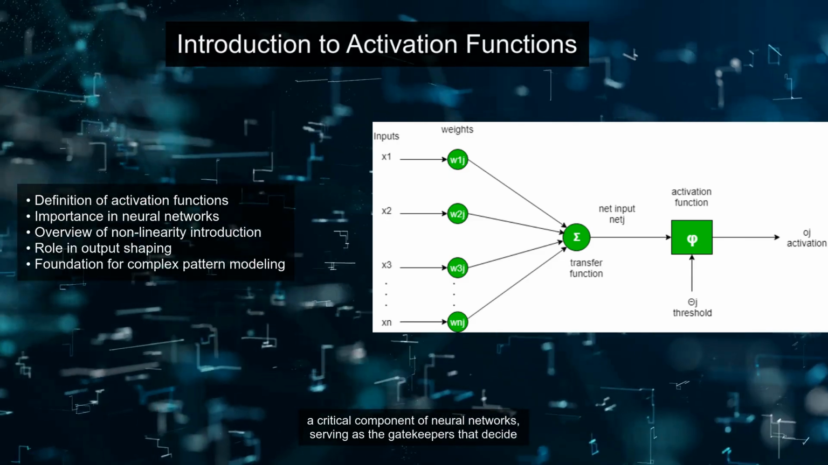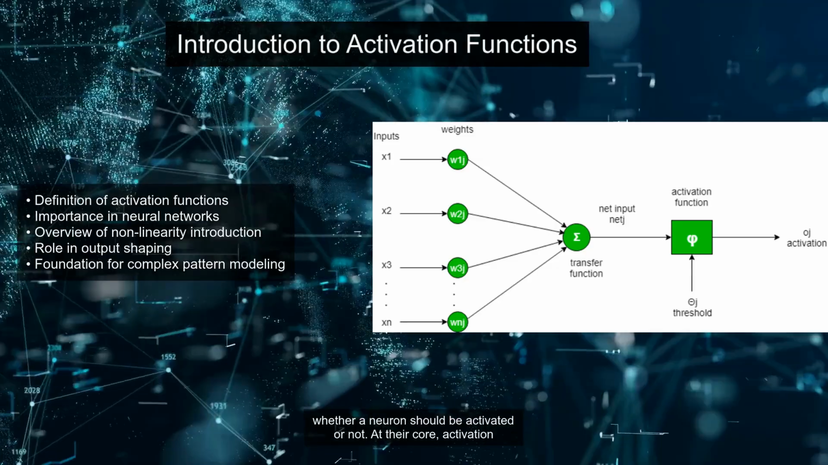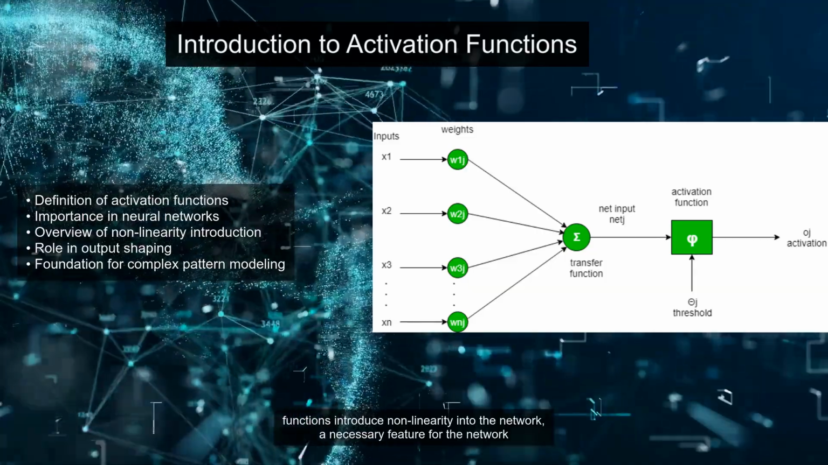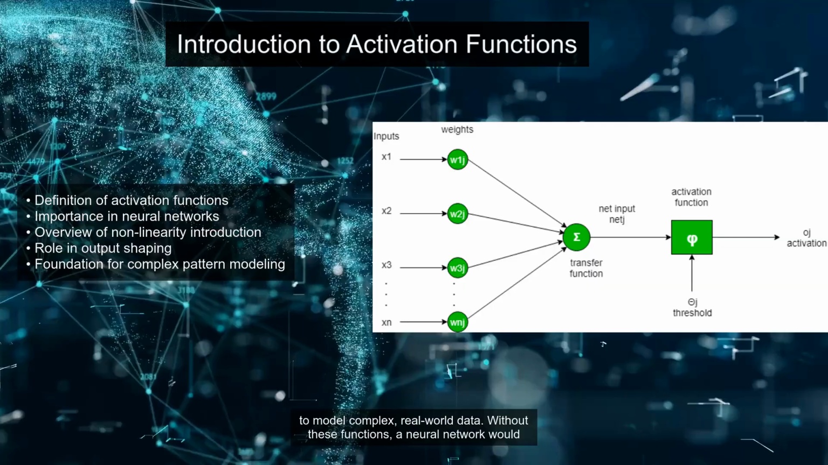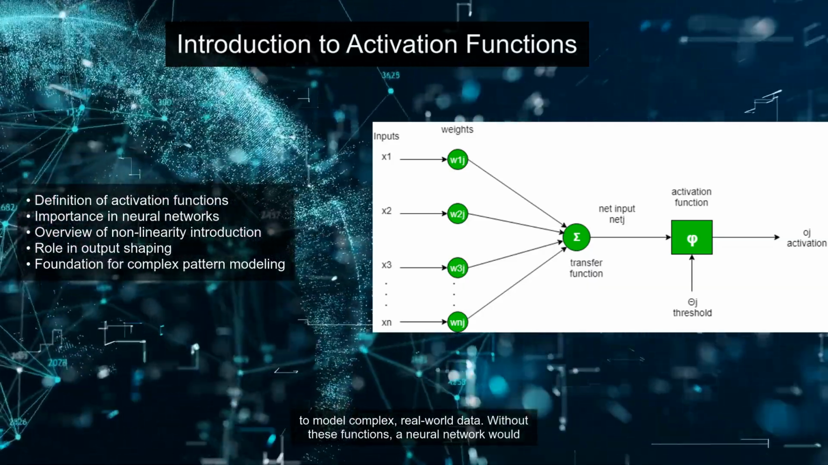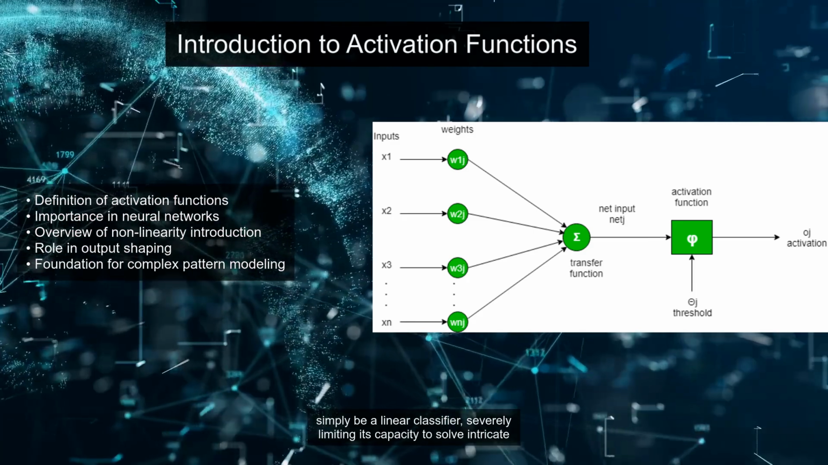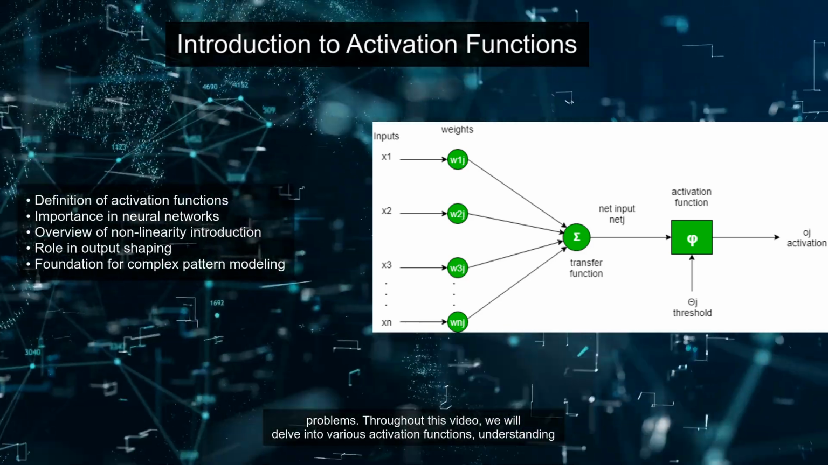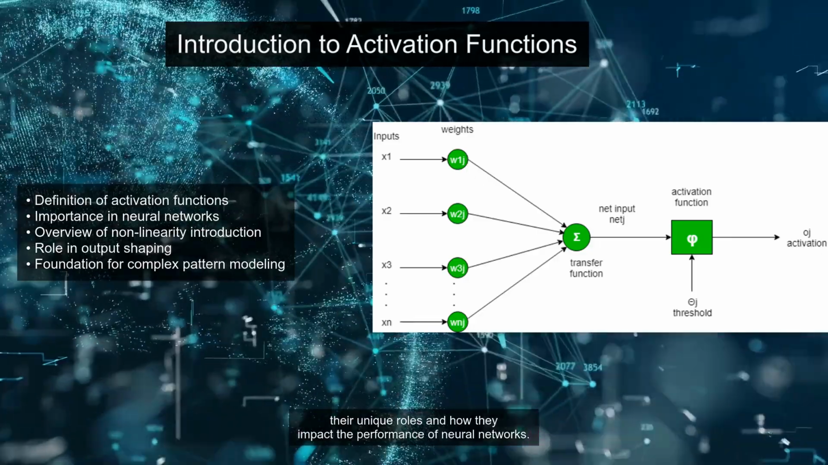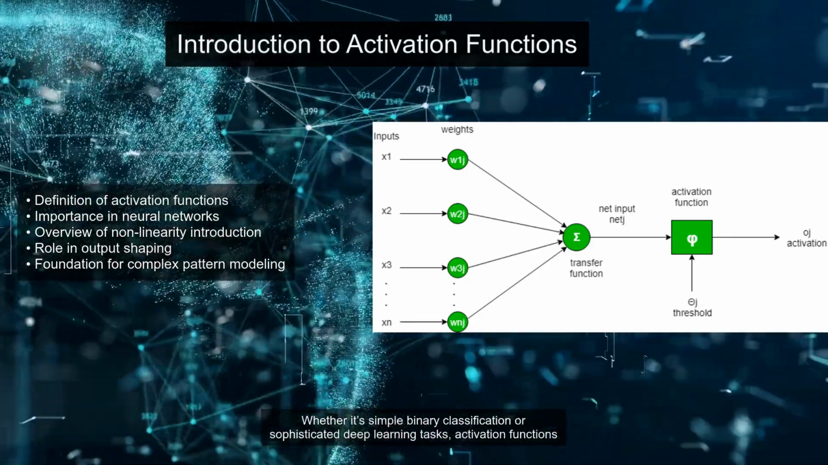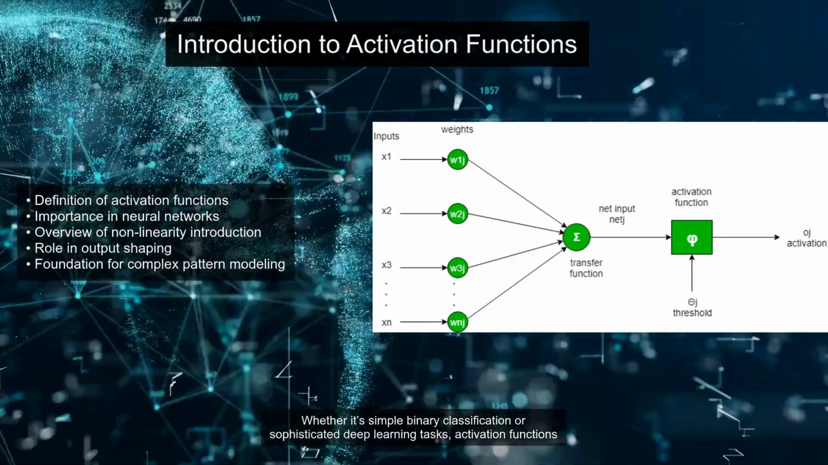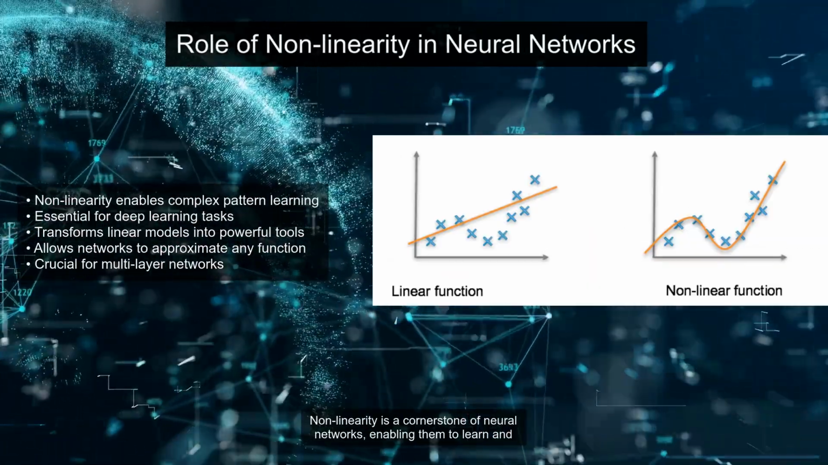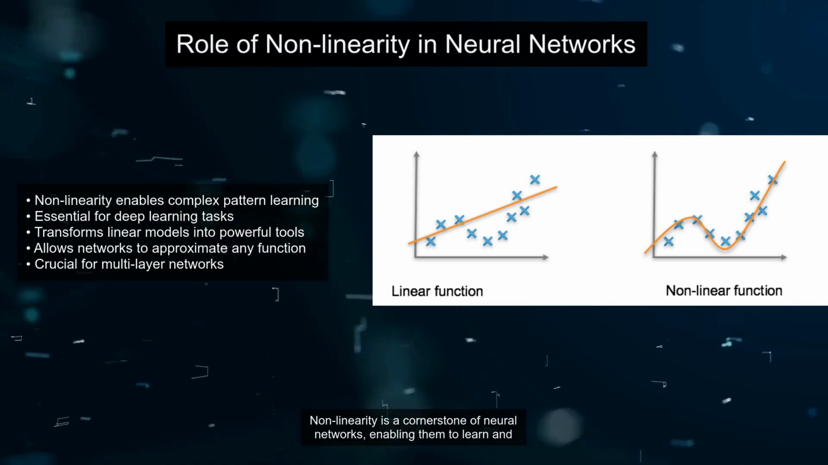Activation functions are a critical component of neural networks, serving as the gatekeepers that decide whether a neuron should be activated or not. At their core, activation functions introduce nonlinearity into the network, a necessary feature for the network to model complex, real-world data. Without these functions, a neural network would simply be a linear classifier, severely limiting its capacity to solve intricate problems. Throughout this video, we will delve into various activation functions, understanding their unique roles and how they impact the performance of neural networks. Whether it's simple binary classification or sophisticated deep learning tasks, activation functions are at the heart of making it all possible.